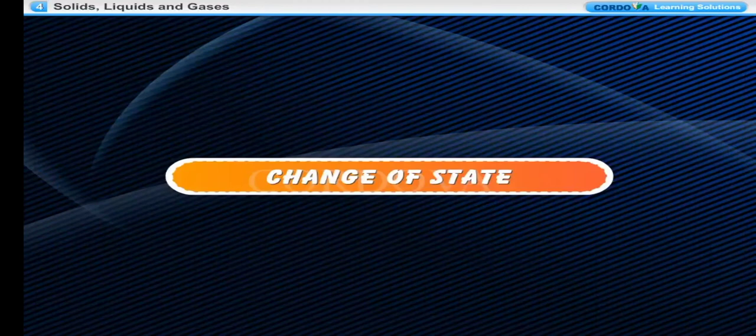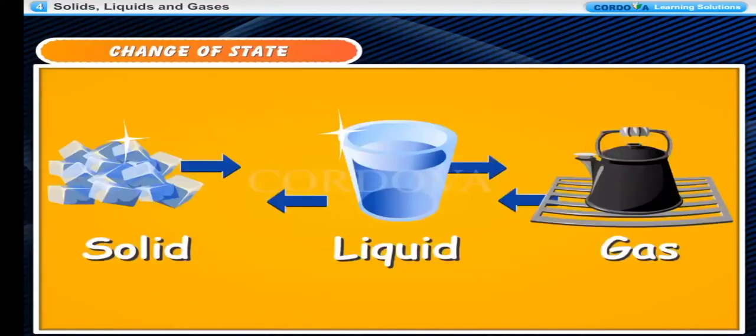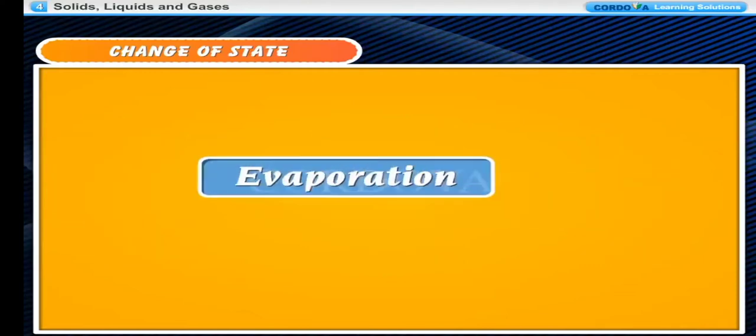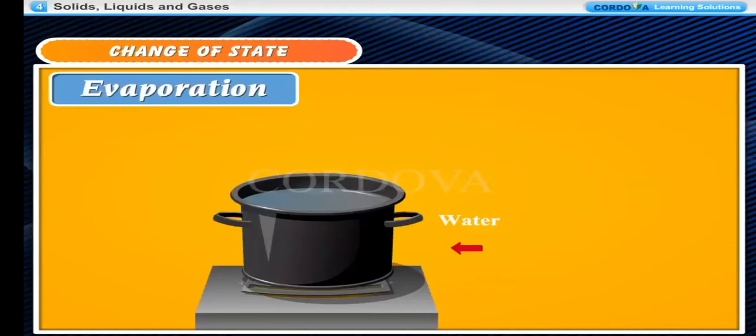Change of state. In previous classes, we have learnt that matter can change from one form to another on heating or cooling. Do you know how this happens? Let's see what happens with particles of matter on heating and cooling. Evaporation. When we heat water, it changes into water vapor. This is because on heating, the particles start moving faster. They become free and escape into the air in the form of water vapor and can move much more freely.